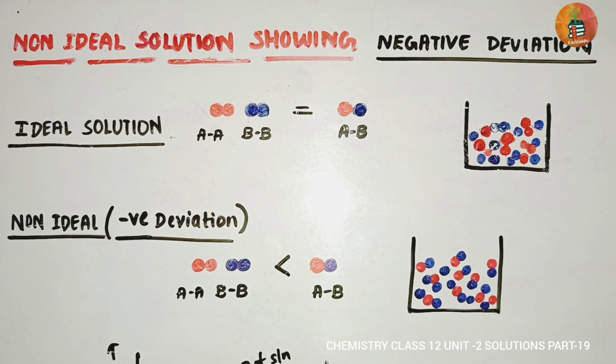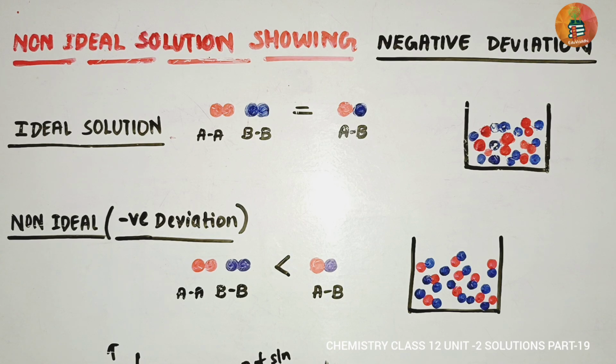Hello everyone. In the previous video, we studied non-ideal solutions showing a positive deviation, and here we will study another one, that is, non-ideal solutions showing negative deviation. So already we know that in the case of an ideal solution, the components will obey Raoult's law at all concentrations.